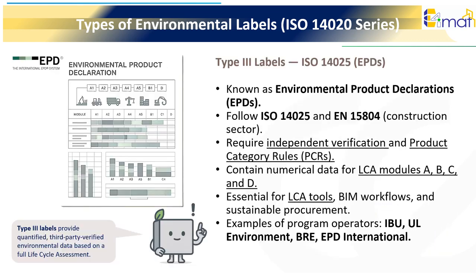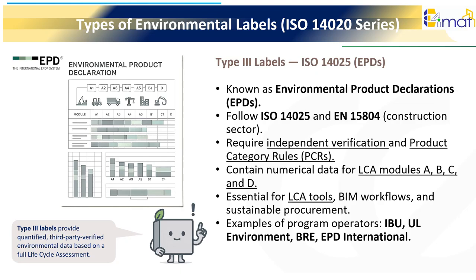Type 3 labels are the most technical, and the most relevant for professional practice. In simple terms, Type 3 labels provide quantified, third-party verified environmental data based on a complete life cycle assessment. These are the environmental product declarations, or EPDs, used throughout the construction industry.